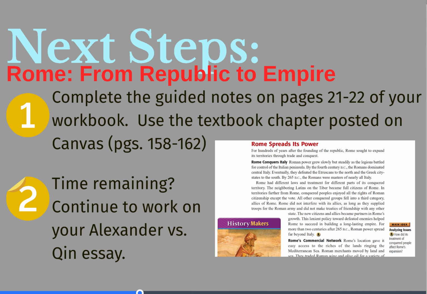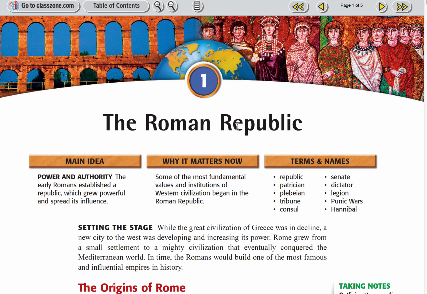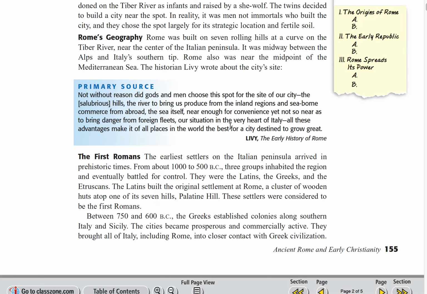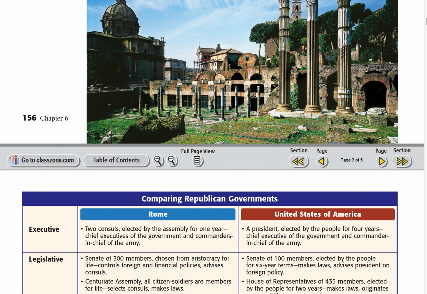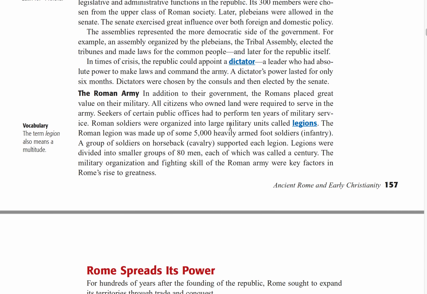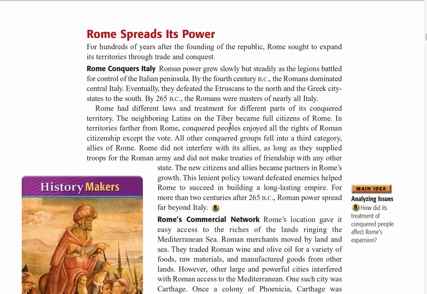One other thing that I want to point out about your homework is when you open up the chapter on Canvas, it's going to give you the entire chapter, chapter 6 from the textbook about Rome. You don't want to start from the beginning. Make sure you're starting on page 155, which is right here. Rome spreads its power. So you don't need to read the entire chapter, just the textbook pages at the top of pages 21 and 22.